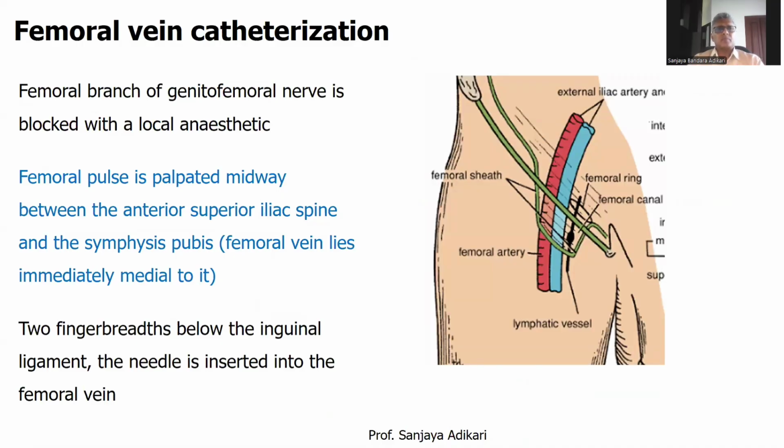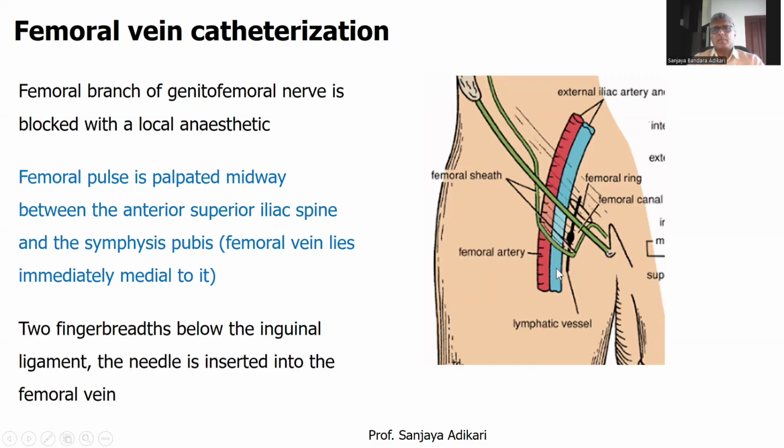Now, you can do femoral vein catheterization below the inguinal ligament. I mentioned already that when you do femoral vein catheterization, you give local anesthesia here, you are actually blocking the femoral branch of the genitofemoral nerve. We mentioned it. And when you do this, there are a few anatomical relationships that are important to remember.